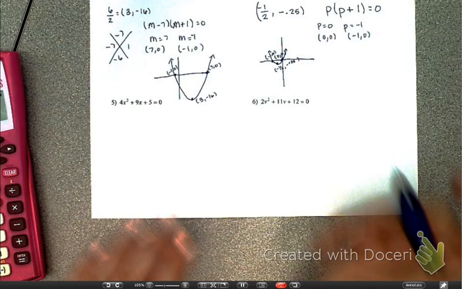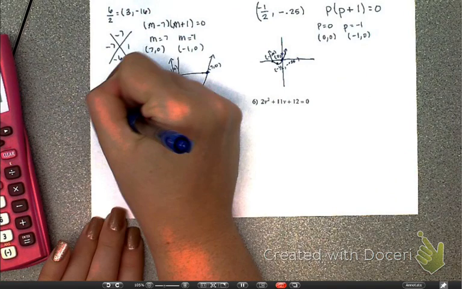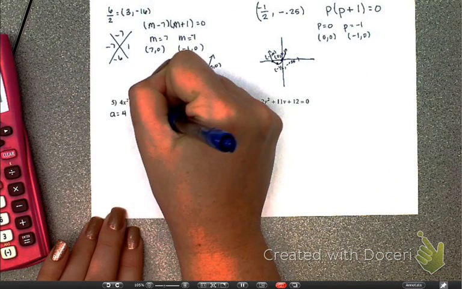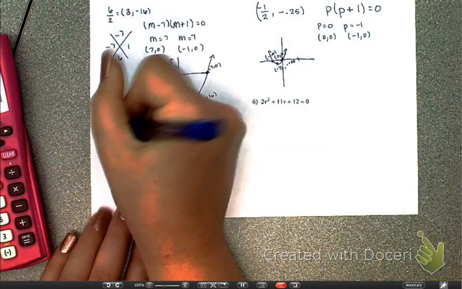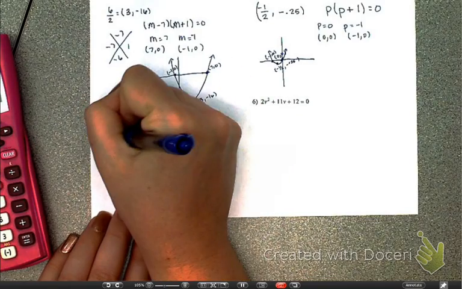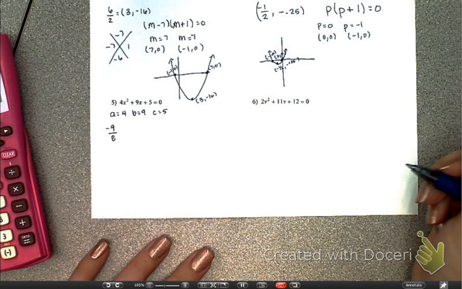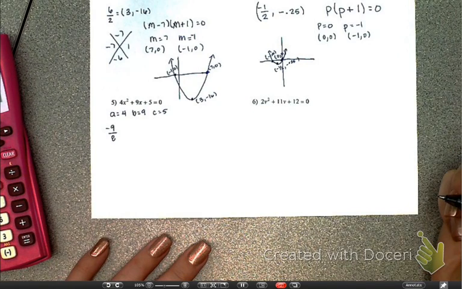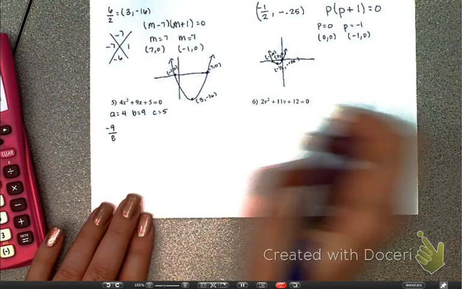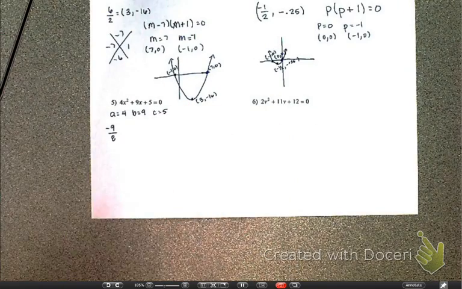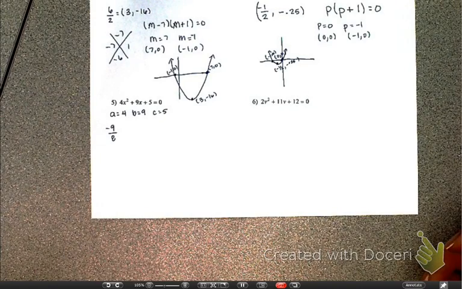Number 5. A is 4, B is 9, C is 5. So when I plug it in, negative 9 over 2 times 4, which is 8. Okay, that fraction is negative 1 and 1/8. Not as nice. What is that as a decimal? Negative 1.125. Let's just literally just use your calculator.